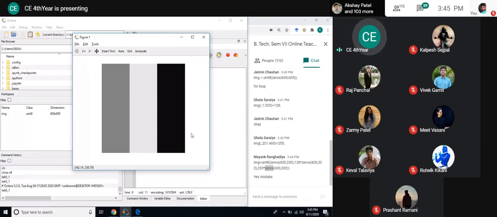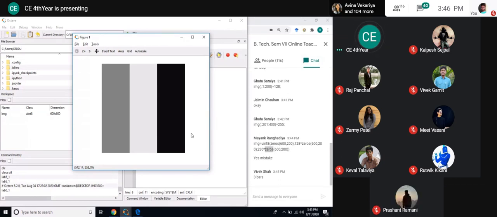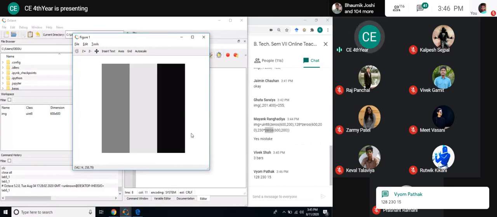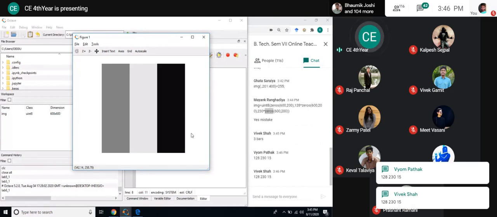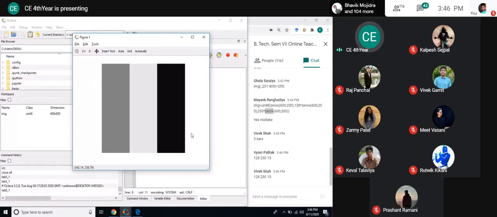Now, what is my expected histogram here? If it is not a noisy image, it is a regular image. What is the expected histogram? Spikes at which intensities? I will get 3 bars, and the locations of the bars on the x-axis are 128, 230 and 15. Yes, Vivek. True. Fine. So that is what is expected.